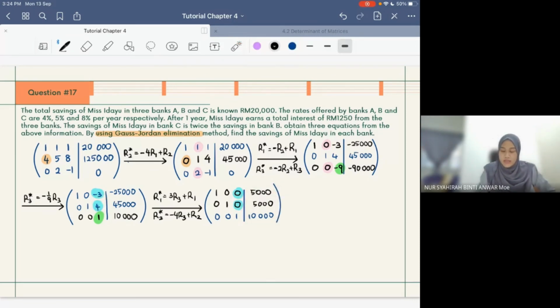But we must write the answer in the form A equals something, B equals something, C equals something. So therefore our A is equal to RM 5,000, because it is talking about savings. B is RM 5,000 as well. And C is RM 10,000. So that will be our final answer. The ERO seems rather short.